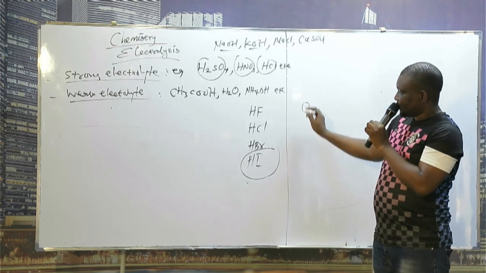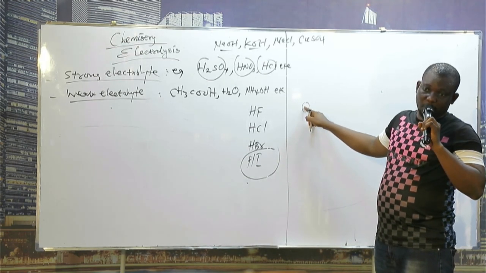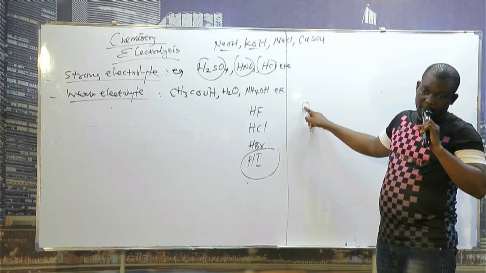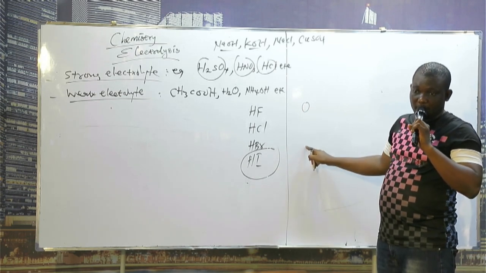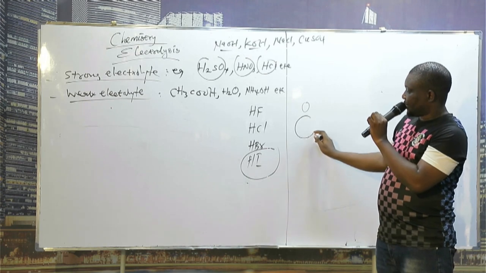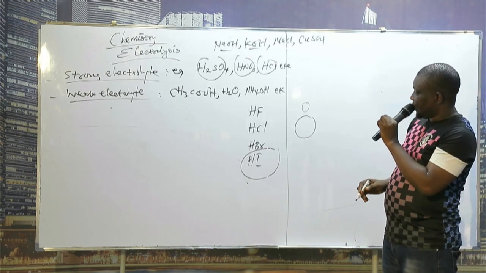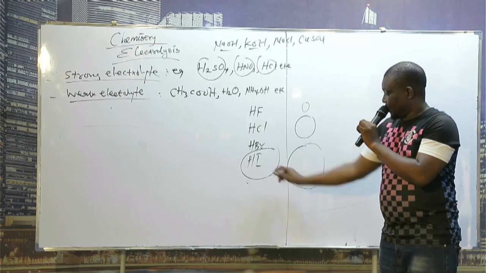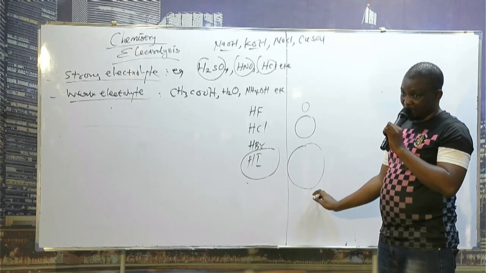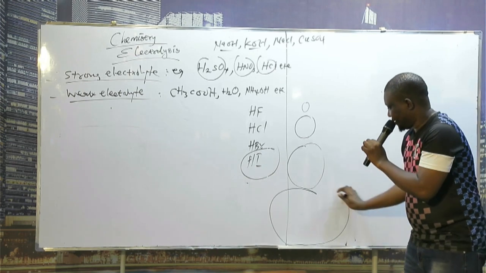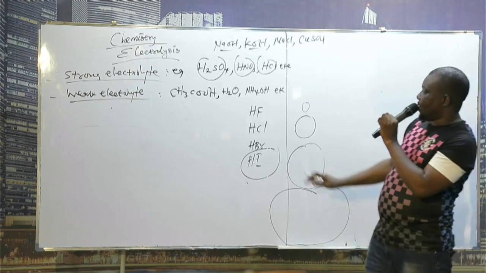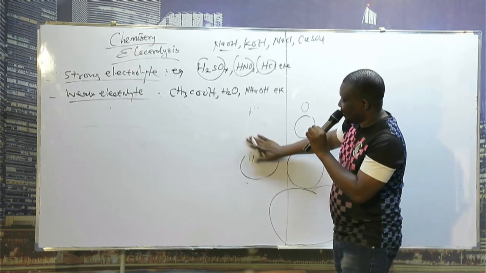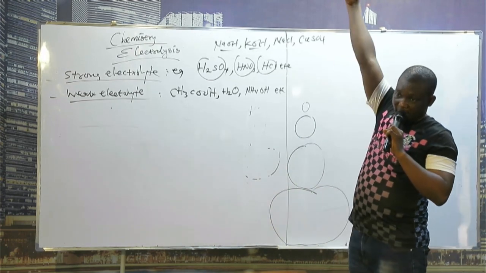Fluorine. Let me assume that this is the size of fluorine. By the time you go down to chlorine, the size starts to increase. Then bromine, you have something like this. Iodine, this one will not even enter it, but let me try. Something like this is the size. And then you want to compare it with the size of hydrogen. Hydrogen is the smallest, lightest up there.